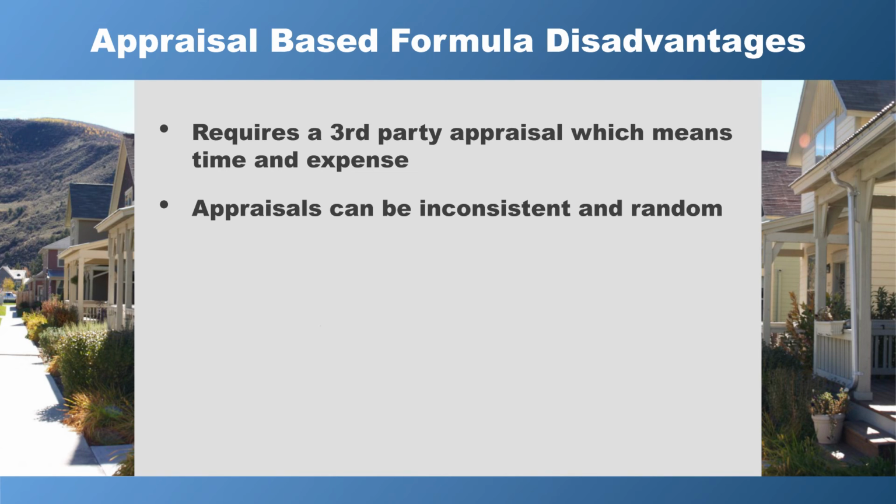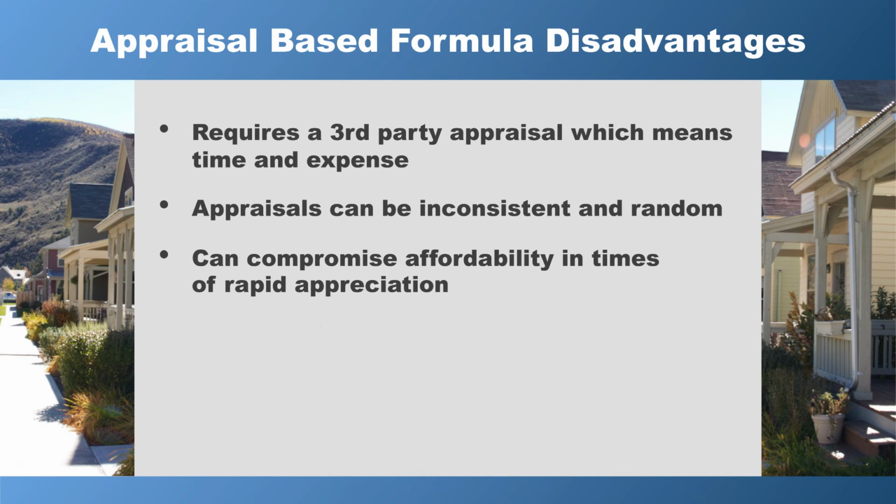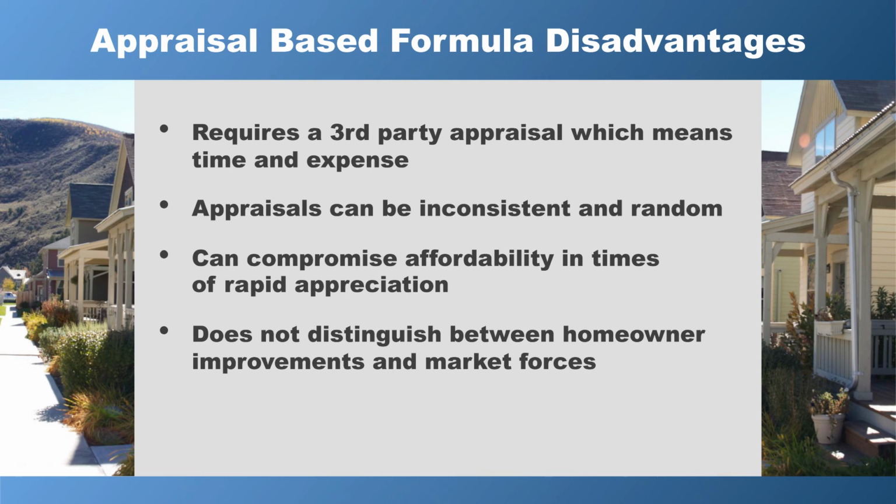Another disadvantage is that appraisals can be inconsistent and seem random. The same house that has two appraisals conducted at the same time by two appraisers may end up with wildly different values. During periods of rapid market appreciation, appraisal-based formulas can give an unduly high rate of return to owners and therefore compromise affordability. These formulas do not distinguish between improvements made by the homeowner and increases in market value attributed to market forces. So a home in very poor condition can appreciate significantly in hot markets, providing the seller of a home with significant deferred maintenance with high returns.